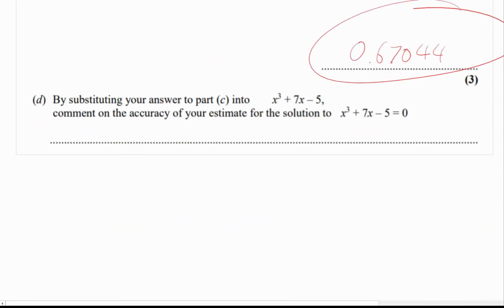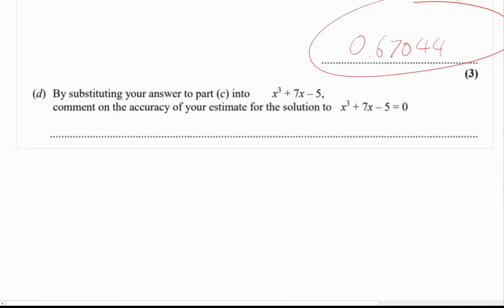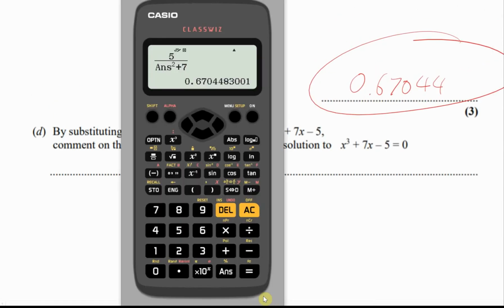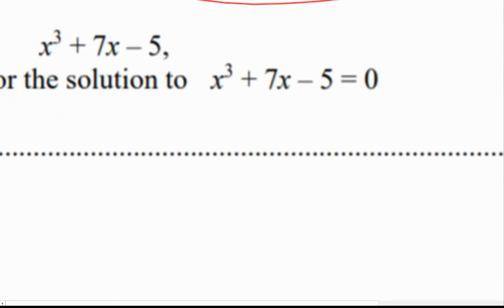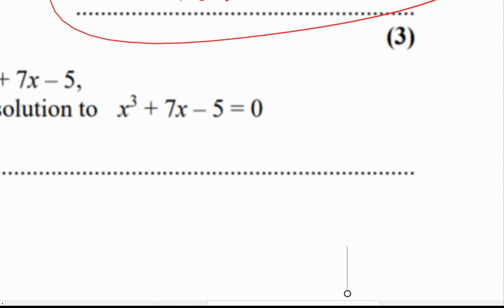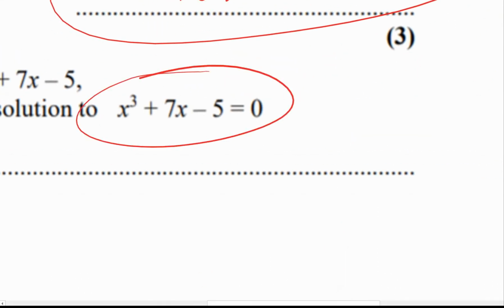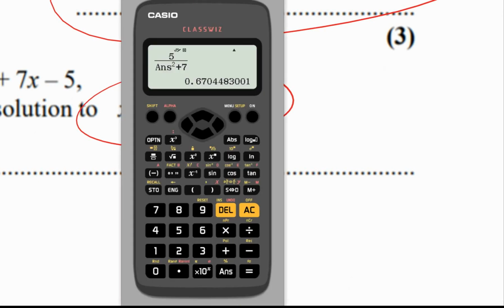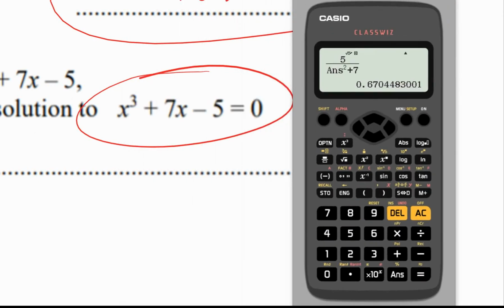So now in part D, it asks us to comment on the accuracy of our solution. So we've got our solution here, and that's still stored in our calculator. What I'm going to do is plug that into this equation here. So for that, I'm just going to copy the equation down. Of course, anywhere I see x, I'm just going to write answer instead. So answer cubed plus 7 times answer minus 5. I'm going to see what that equals. That gives me this.